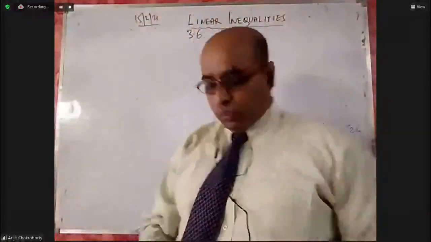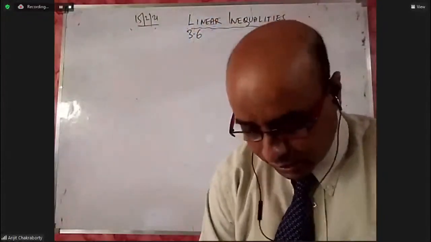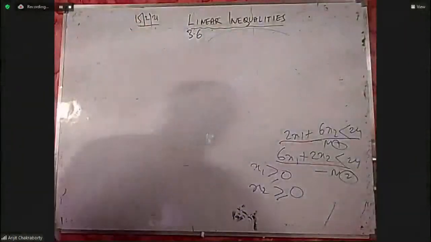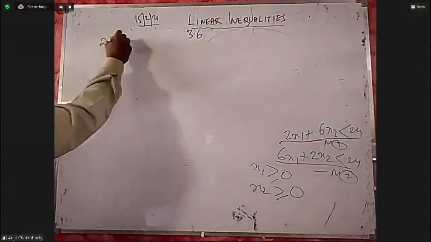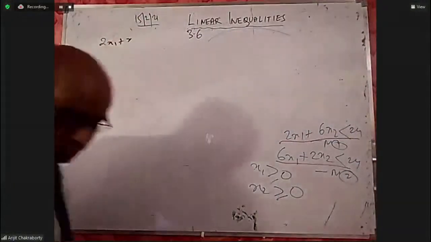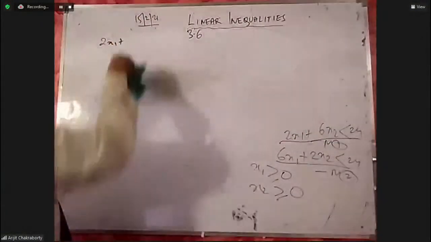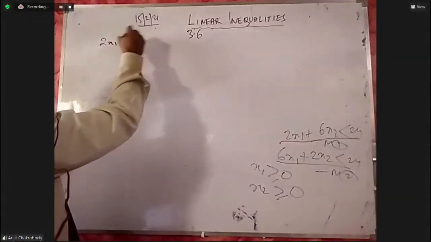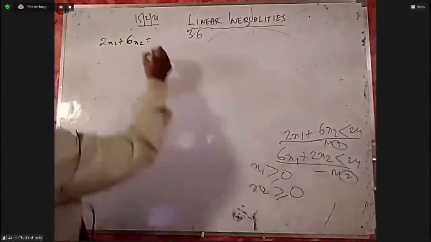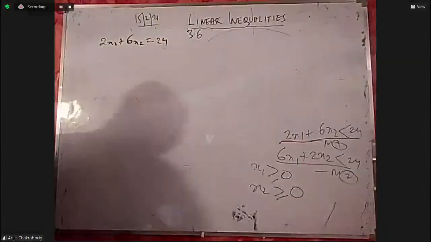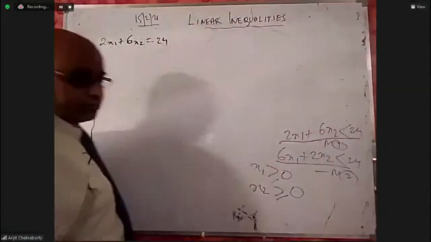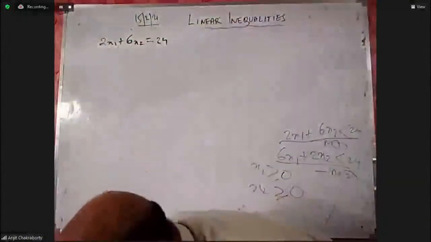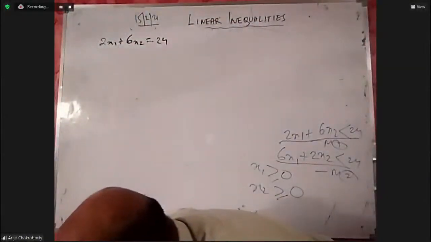So we are having two lines, and I'll write the lines here once again. 2x1 plus 6x2 is less than 24, but you know the rule: I will take 24 equal to 24, because we have to first draw the straight line, right? I hope you are following and finding it interesting.